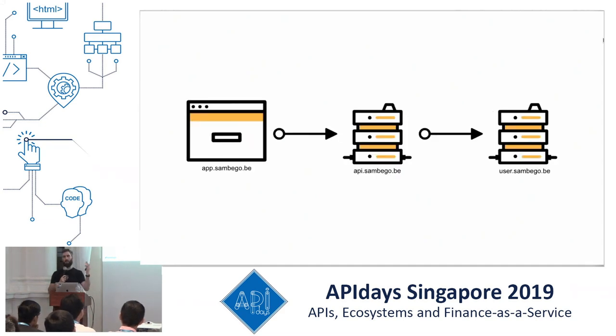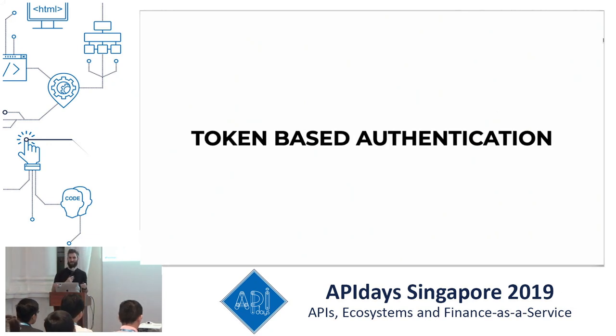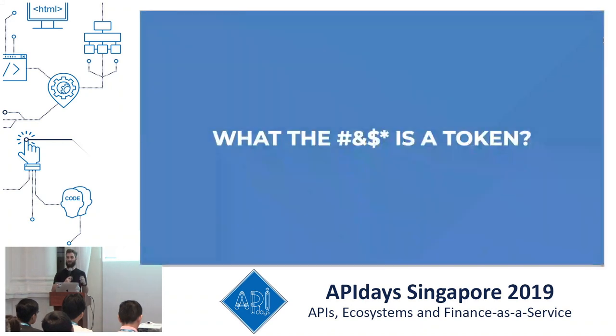For example, when your main API wants to use some data from your credential, your account, your user API, it cannot pass a session cookie issued by your main API to another service. So that can be a problem when working with single-page applications, especially if you have multiple APIs. So what's the solution? Maybe it's token-based authentication. We'll see what that is later. But first, we'll have to talk about what a token is exactly.